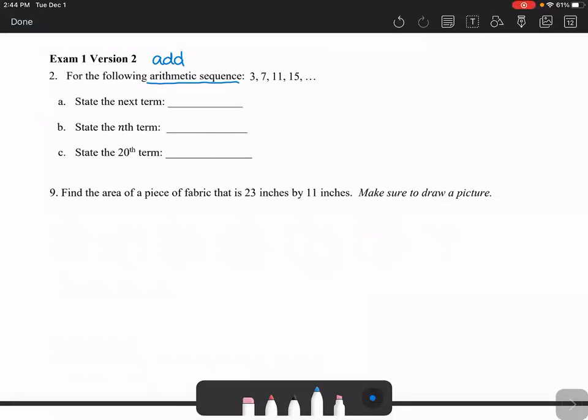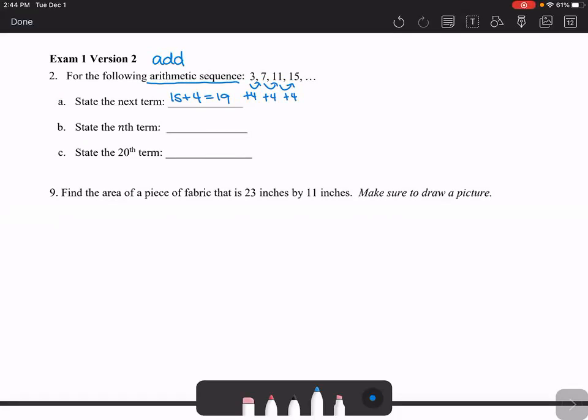So we have an arithmetic sequence like this, which means we're adding something each time. To get from 3 to 7, well, we can subtract. 7 minus 3 is 4. So we're adding 4. Going from 7 to 11, you're going to be adding the same thing if it's an arithmetic sequence. So we're adding 4 each time. You can just double check that. To get to the next term, we take 15 and then we add 4 to it to give us 19. So 19 is the next term.